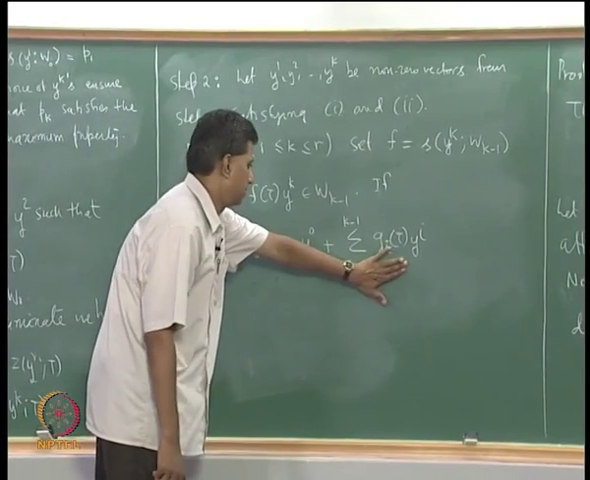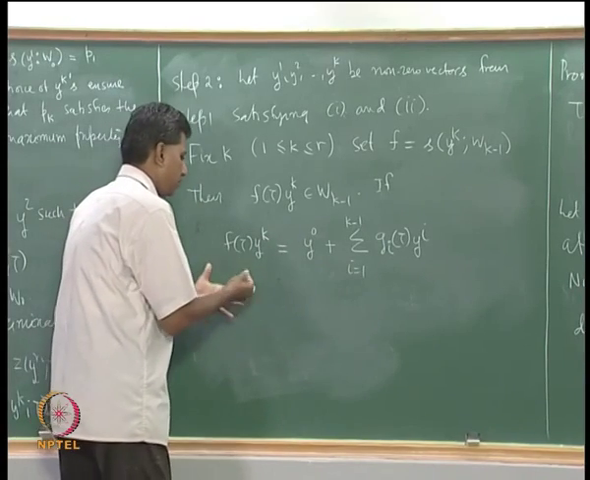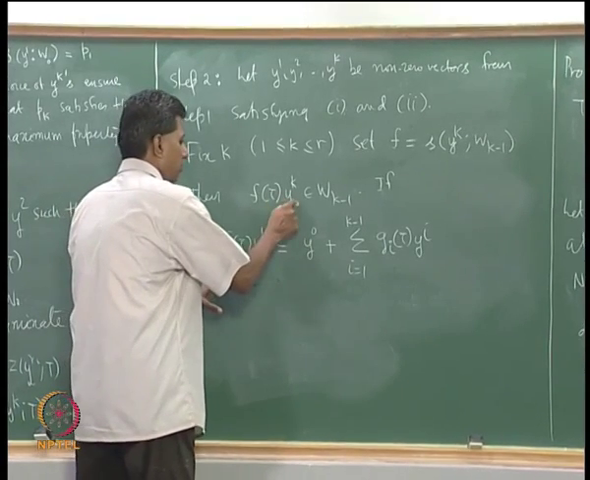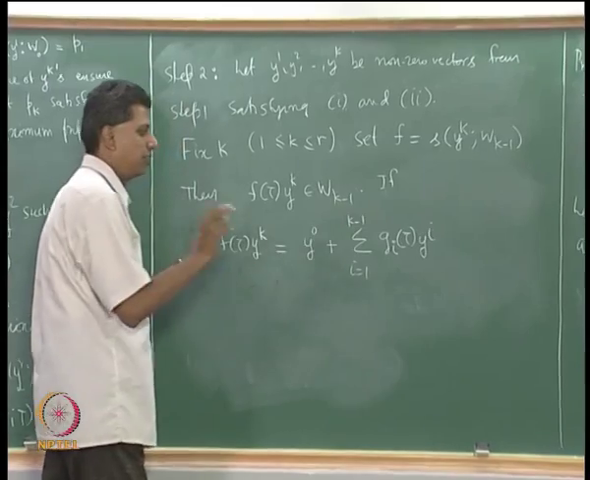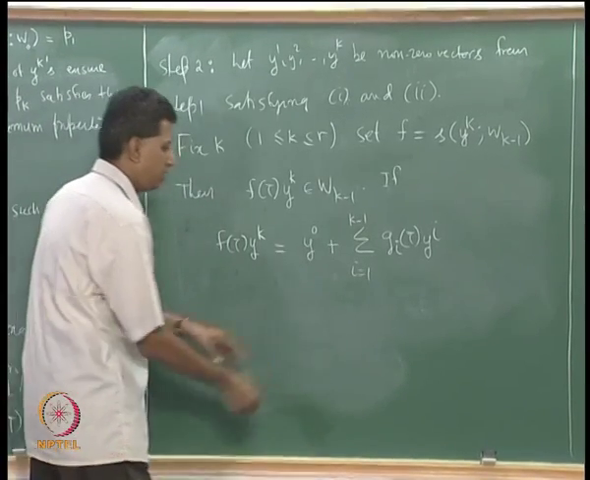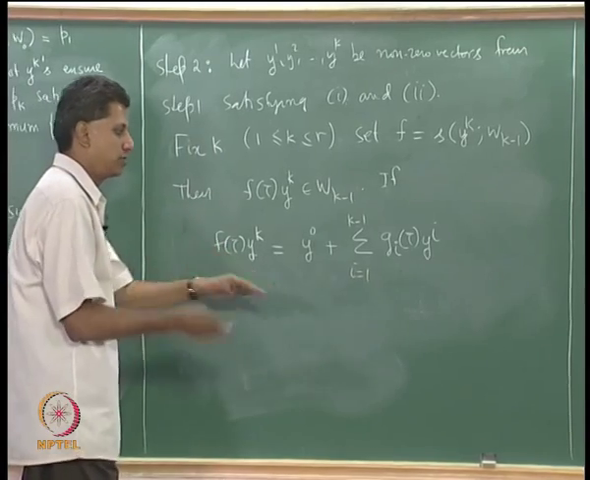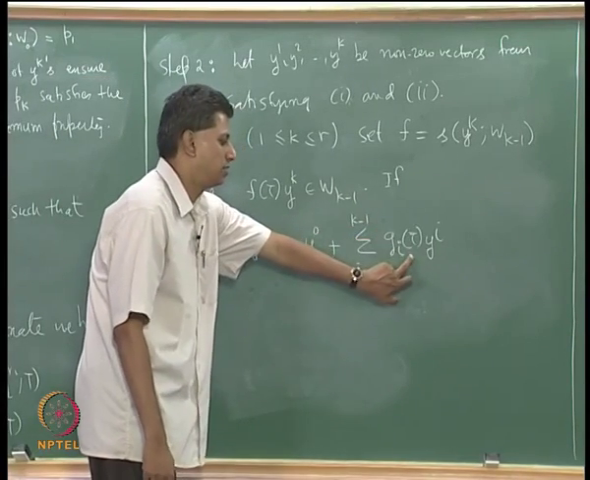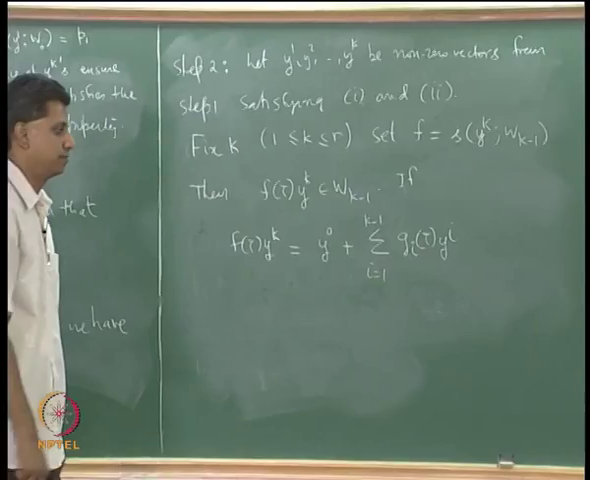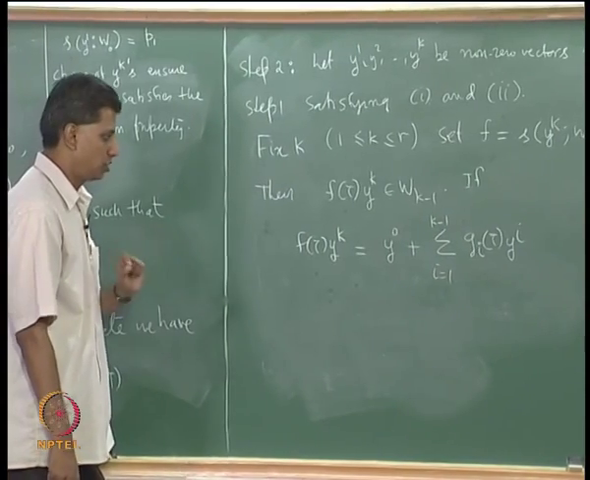So is it okay? I have given a representation for f(T)y_k. I know that it belongs to W_{k-1}. I look at the formula for W_{k-1}. The first term is in W naught. The rest of the terms are in those k minus 1 subspaces. This is the most general formula that one could write down for those terms.